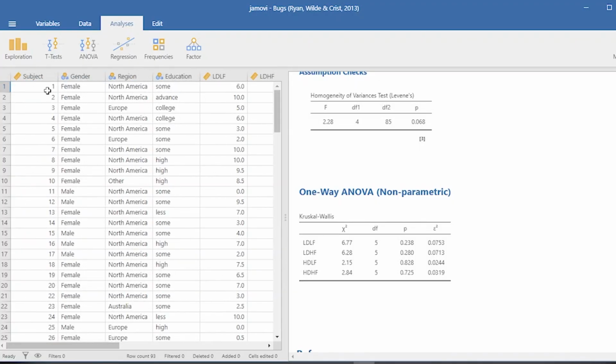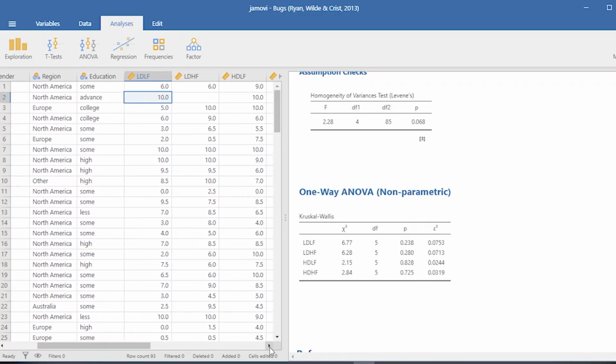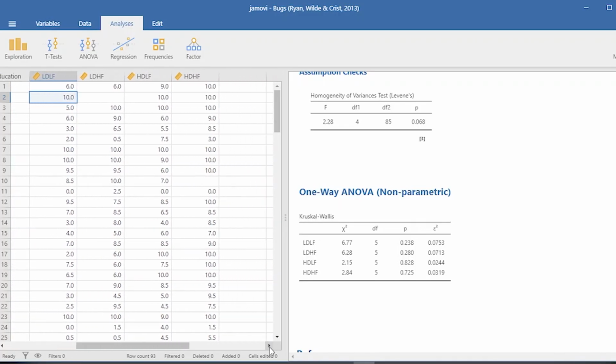But how about the subject itself? Like this one, she was a female from North America. She has advanced education, and she voted for feeling low disgust, low frightened, 10. And then again, she voted 10 and 10. So you could see something, I don't know, seems to be not completely right. But the third subject here, voting low disgust, low frightened at 5, but highly disgust, highly frightened at 10, and the other 10, 10, that makes much more sense to me.